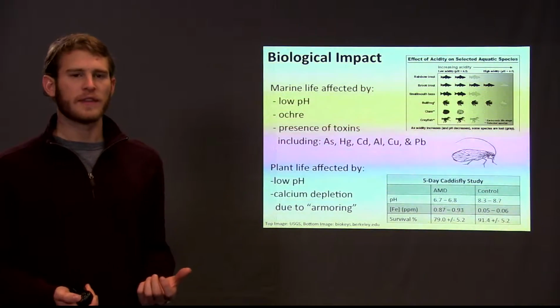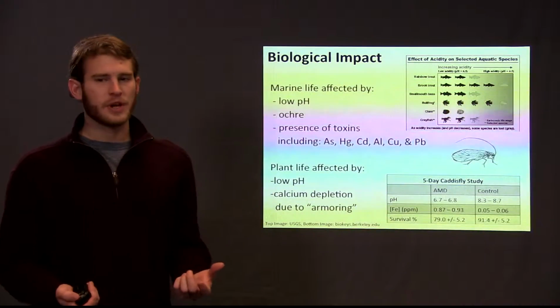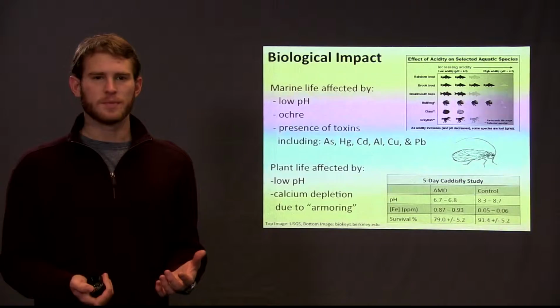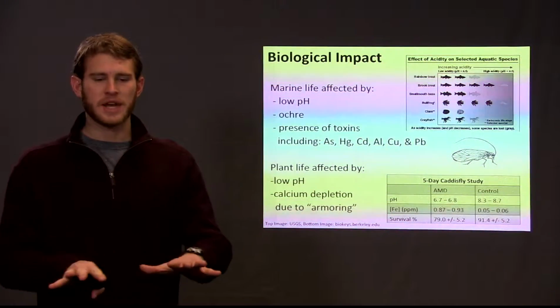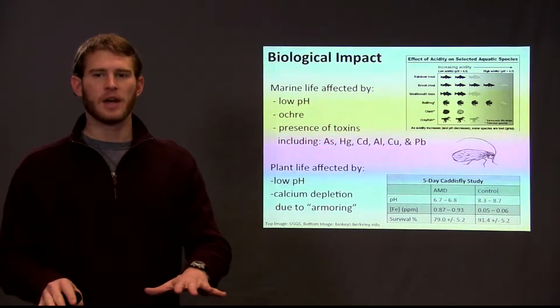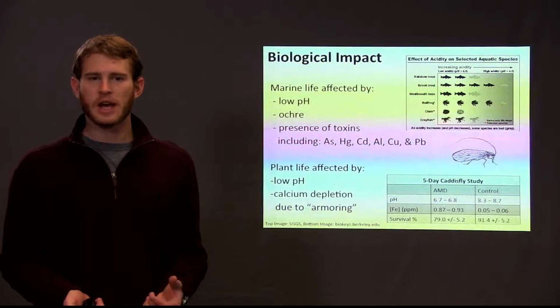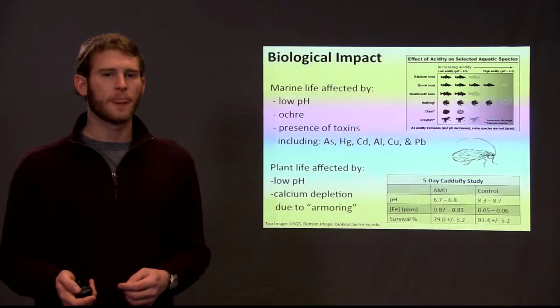So local marine life can be harmed by a low pH. It can be harmed by the presence of toxins in the discharge streams. It can also be harmed by formation of ochre, which occurs when a precipitate completely covers a riverbed, killing off bottom-dwelling organisms and preventing fish from laying their eggs. This in turn will disrupt the entire ecosystem.